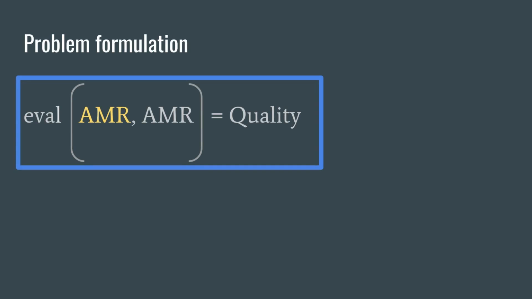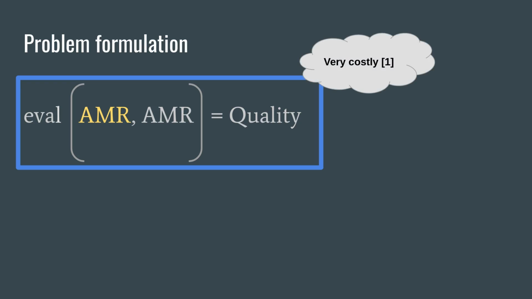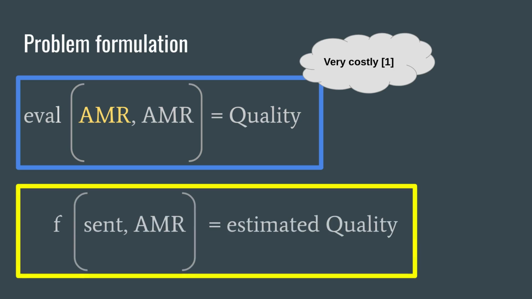Traditionally, the quality of an AMR graph is assessed by comparison against the gold graph. But there's a problem with that, and that's that this process is very costly, because the manual creation of a gold graph takes on average 10 minutes per sentence. And we want to approximate this process and make it much cheaper by predicting an estimated quality based only on the sentence and the automatic AMR graph.